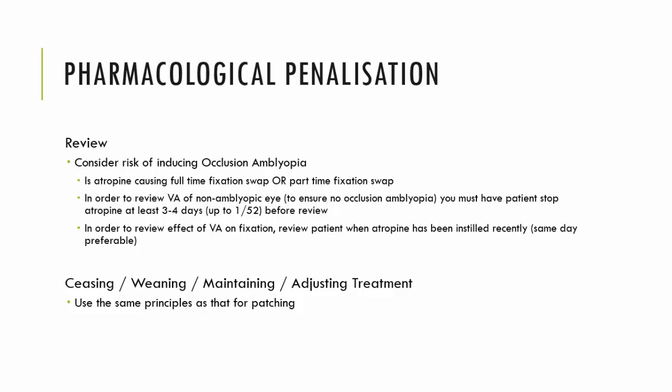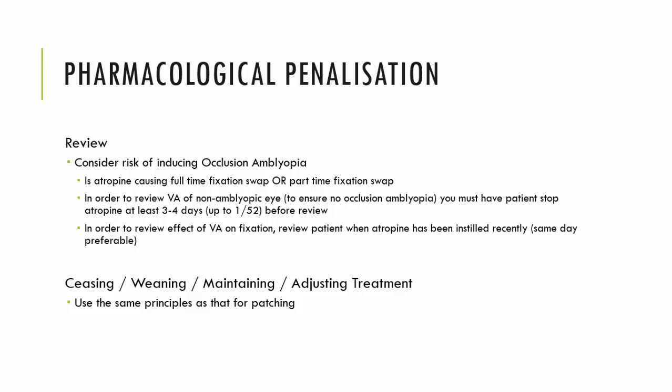So you'll have to gauge whether you think the patient is likely to have full-time versus part-time occlusion with pharmacological penalisation. If you are concerned that you're prescribing atropine and you may get a full-time treatment and end up with occlusion amblyopia, then you could perform an in-clinic test called the fixation swap test. The fixation swap test is essentially you put cyclopentolate in one eye, in the non-amblyopic eye, you send the patient away for half an hour, and then they return and you have a look at whether the patient has swap fixation at near and far. And that will give you an idea of what will happen with atropine.